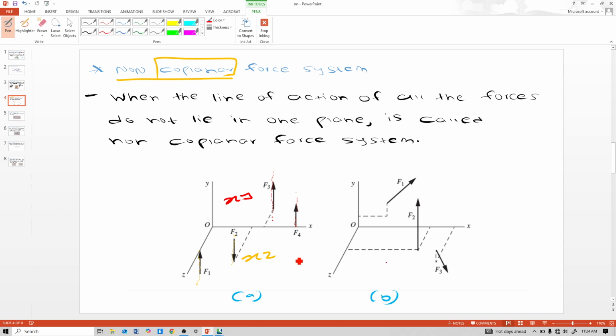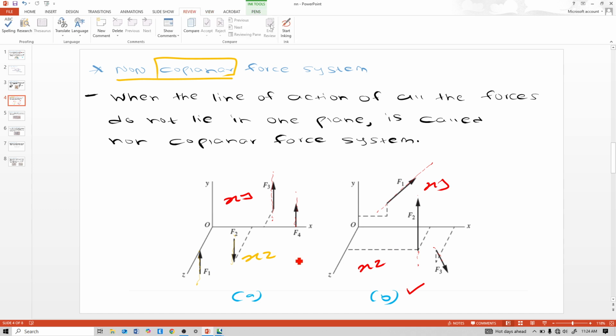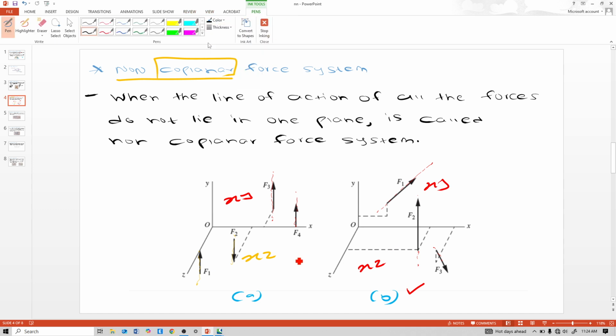Now see the B diagram. Now see the xy plane, force F1, its line of action is this, and this is the xy plane, and this is the xz plane. On the xz plane there are F2 force and F3 force. So see, forces on the xy plane also and the xz plane also. And in another way, I will give you one other example also.